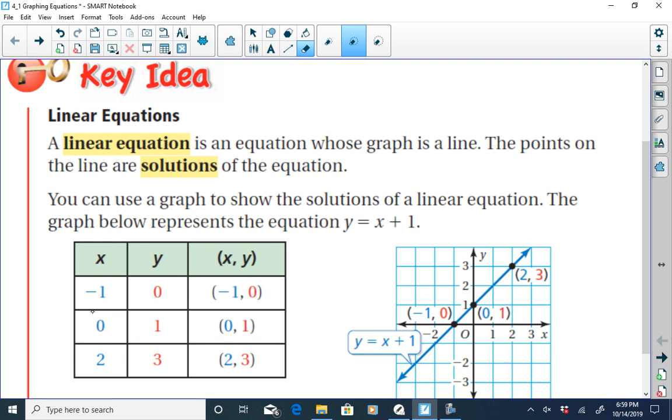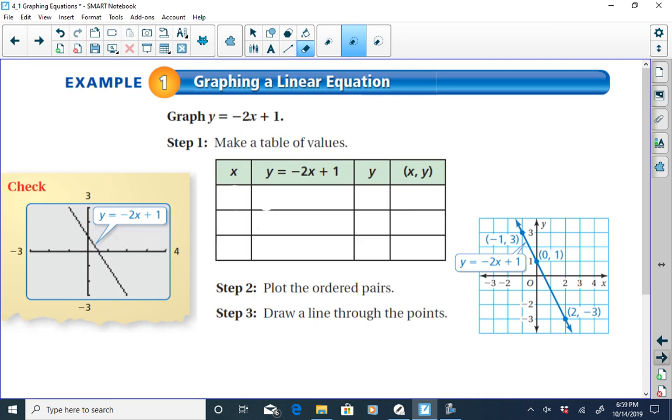Alright, so if we try another value for x, let's say we try 0, we replace x with 0 and we evaluate. 0 plus 1 is 1. So when the input is 0, the output, the y value, is 1. So the ordered pair is (0, 1). (0, 1) represents a solution to that equation. And when we put those ordered pairs on the coordinate plane, we create a graph of a straight line. So let's try an example or two.